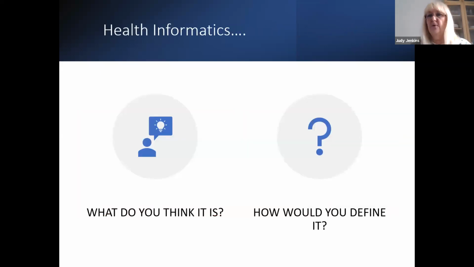So we start off with a question first of all. You signed up to do this session. Hopefully you've got some idea what health informatics is. So what do you think it is? How would you define it? If you can pop that in the chat, that'd be great, and I'll be able to read them out and then talk to you as you pop them in. Don't be shy. Nobody knows who you are. So what do you think it is?